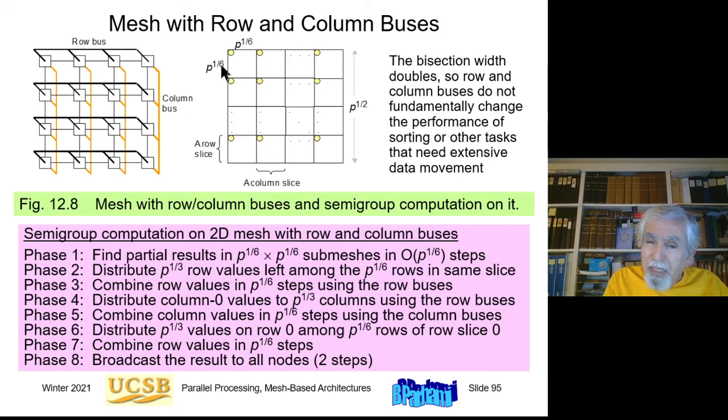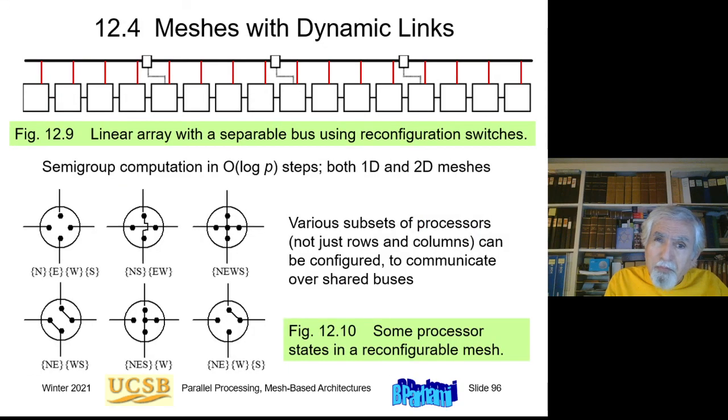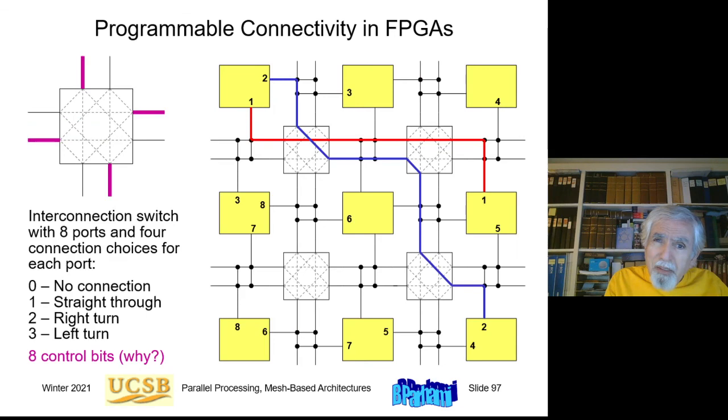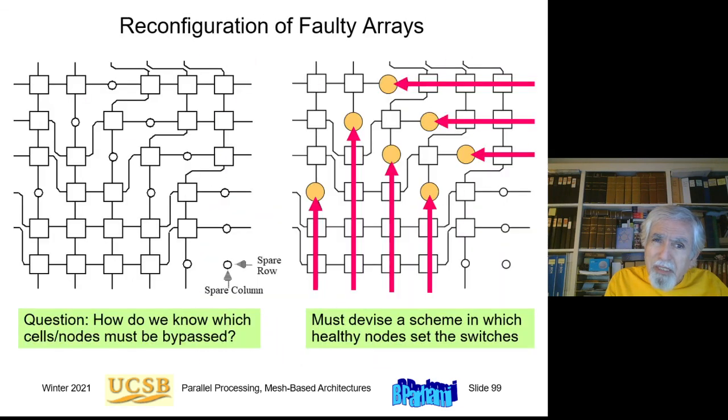Okay, so the running time for the semi-group computation now reduces to p to the 1/6, which is much, much better than p to the 1/2, square root of p, the original time, or p to the 1/3 when you had a single global bus. Okay, section 12.4 I'm going to skip.